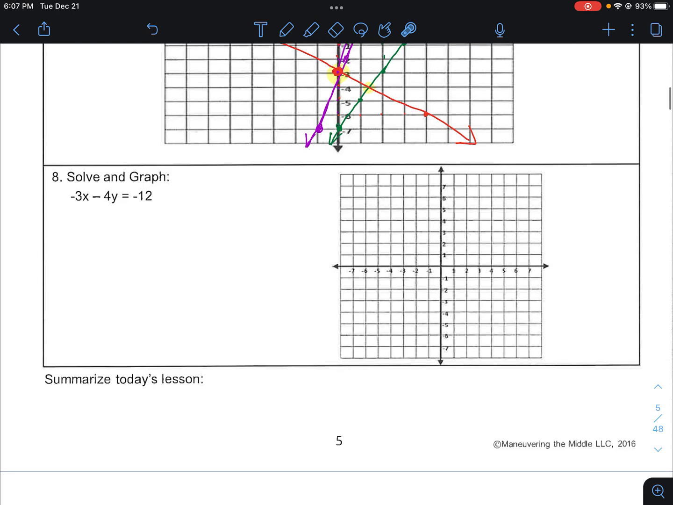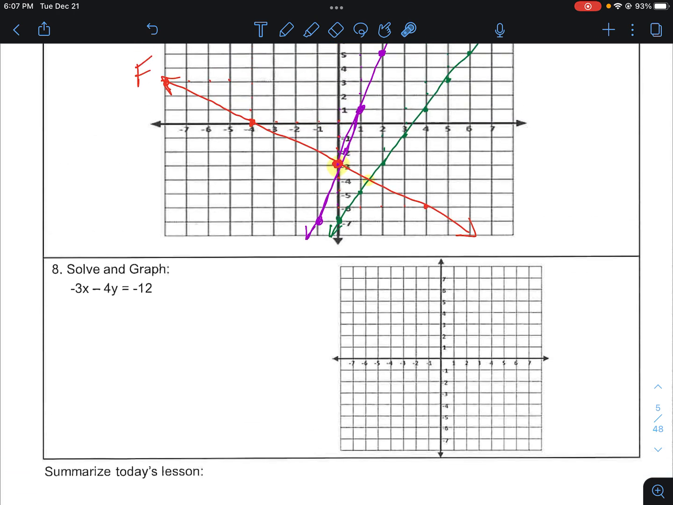All right, let's do one more. We're going to solve and graph again. We need to isolate y, so let's get rid of everything else. Let's get rid of 3x first. If I add 3x there, I add 3x here. So I end up with negative 4y equals positive 3x minus 12. Now I need to get rid of the negative 4, which means dividing by negative 4. Divide this by negative 4, and divide that by negative 4.